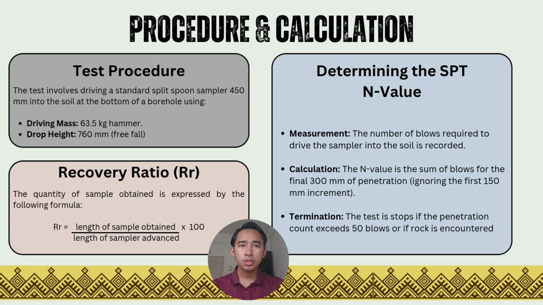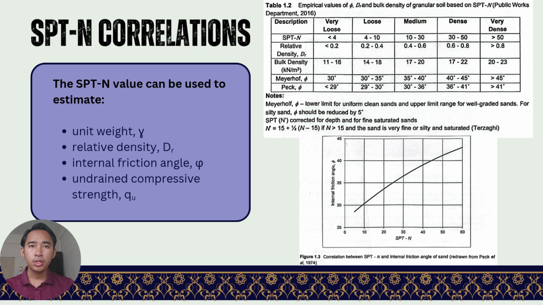We also calculate the recovery ratio, which is the length of the actual soil sample obtained divided by the sample's advanced length, expressed as a percentage. The N value is a powerful proxy. It allows us to estimate unit weight, relative density, the internal friction angle, and undrained compressive strength.